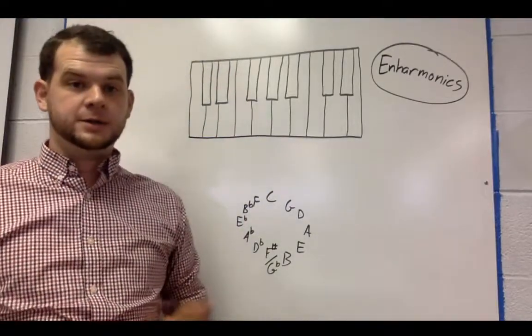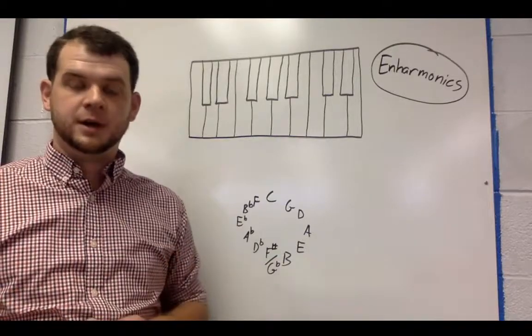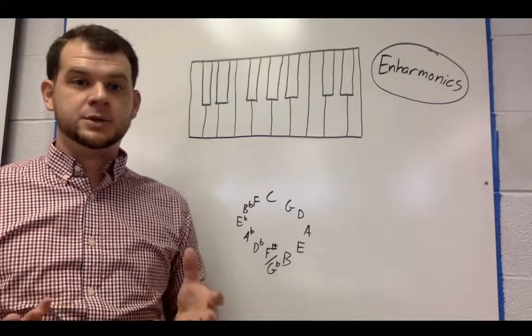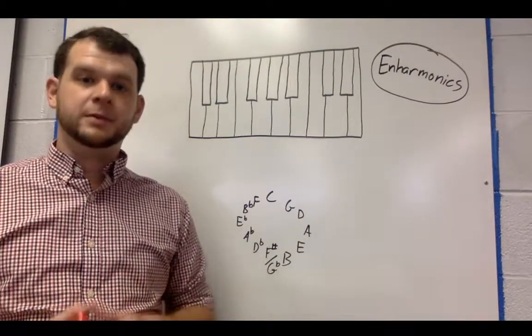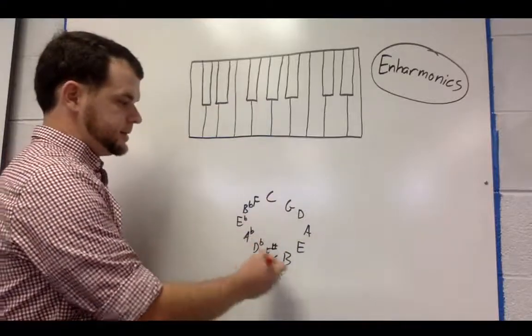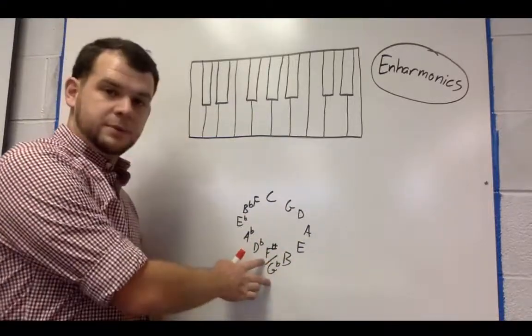Understanding enharmonics is essential to understanding a lot of theory that is yet to come. Enharmonics is the idea that a pitch can have more than one name for it. For example, if you look at our old circle of fifths, down at the bottom we have F sharp and G flat in the 6 o'clock position.